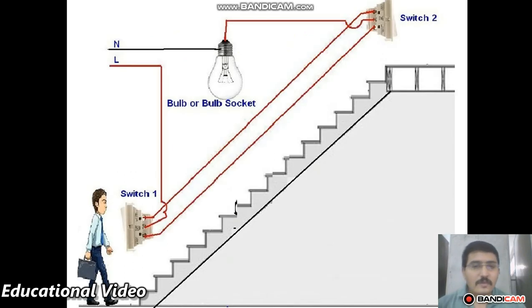So in this picture you are going to observe that there is one person trying to walk through this stair. Okay, so we require two different controls from the different units. So for that purpose we are going to use switch 1 and switch 2. Here we are going to connect the lamp. In the next part we'll see how this works.